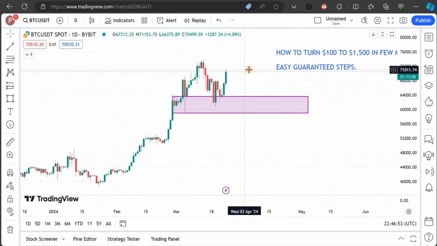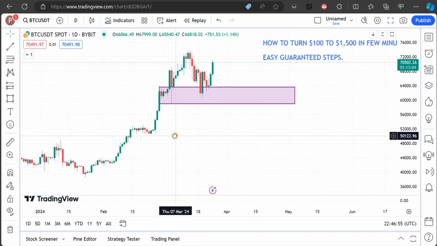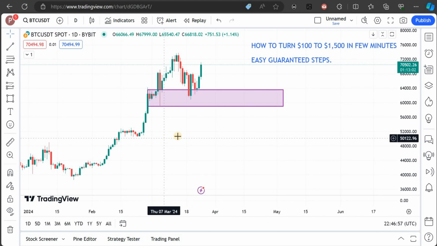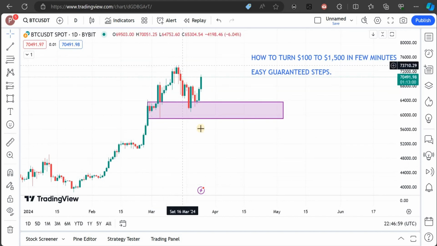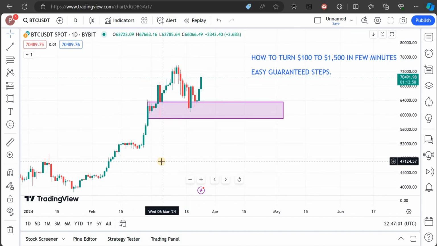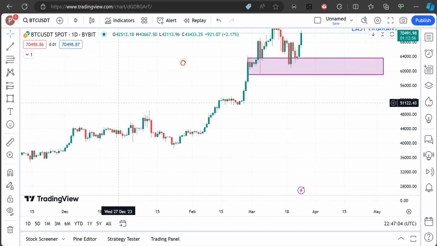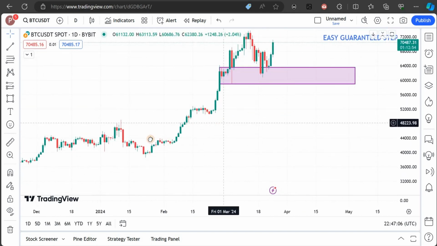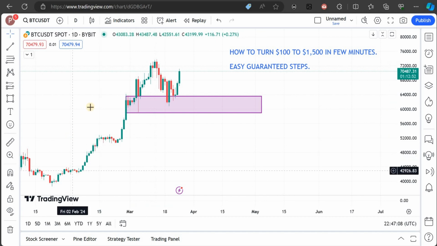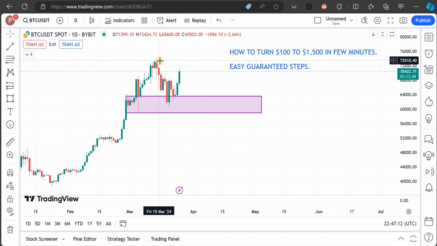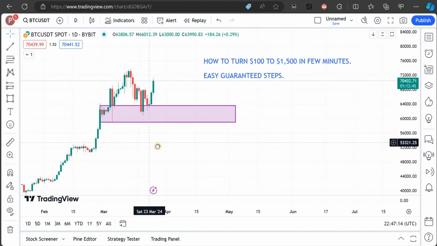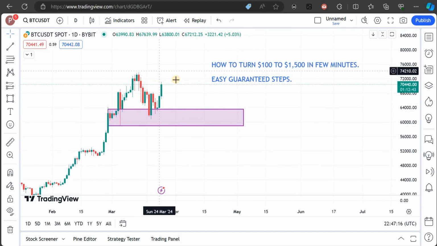First, check the overall trend. These are the rules you should follow. Number one is that you should check the overall trend. Where is the market going? Is the market a buy market or a sell market? In this particular scenario, the market is actually a buy market, so all you are going to do is look for buy opportunities.